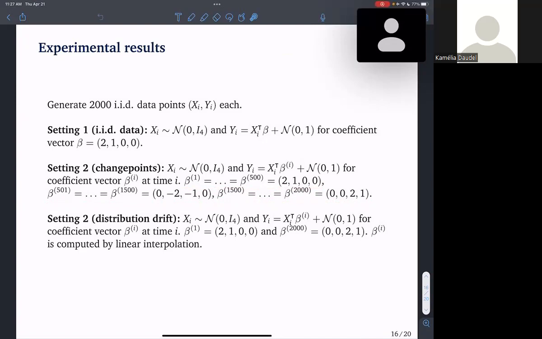Then they have a third setting, sorry, this should be 3, of distribution drift. They start with beta 2, 1, 0, 0, and the last one would be 0, 0, 2, 1, and all the betas in the middle are computed by linear interpolation. So the third setting is a gradual change where you have linear interpolation. The second setting is where you have very strong changes in your beta, so the distribution would be very different.